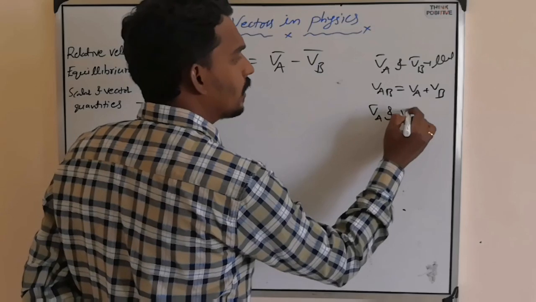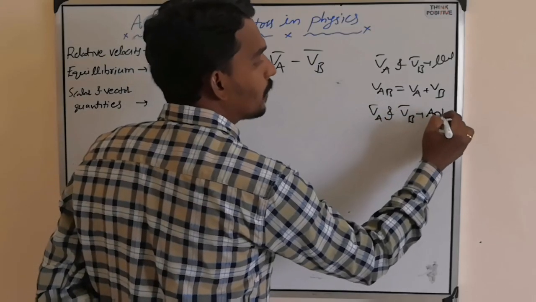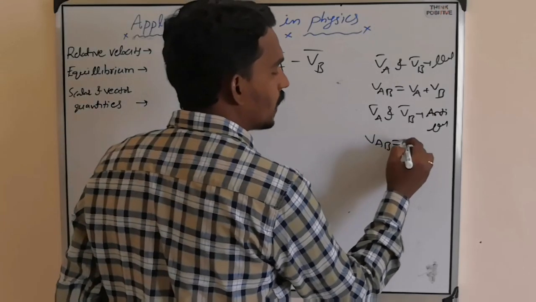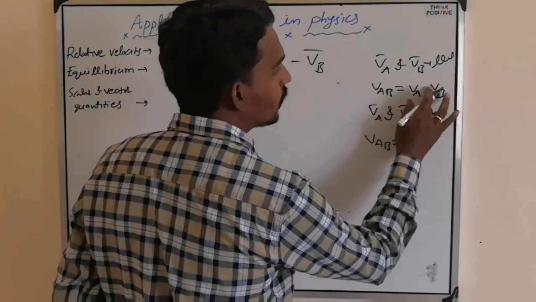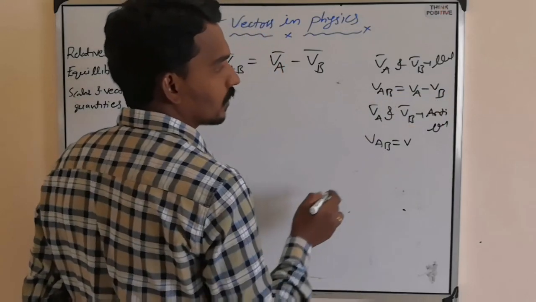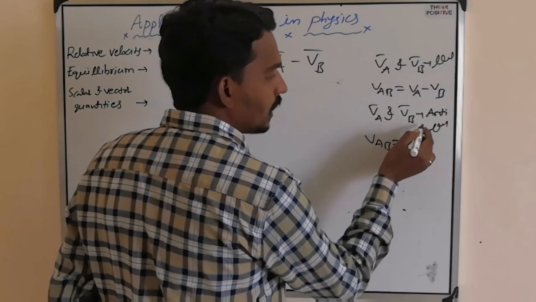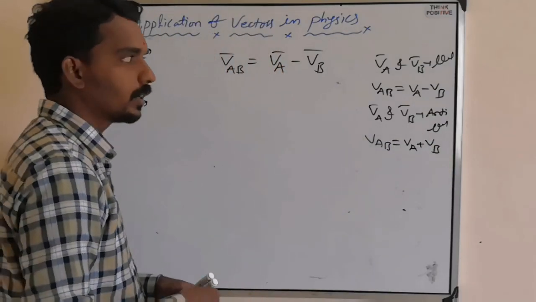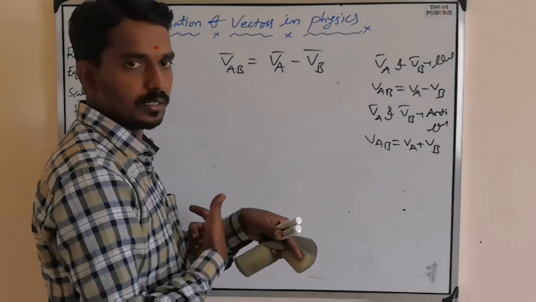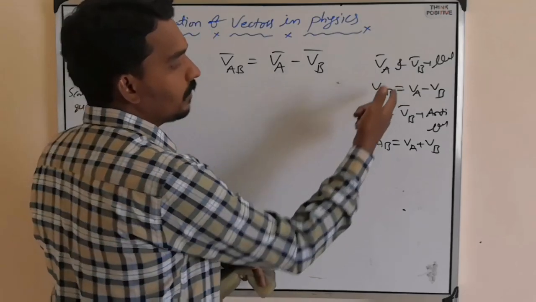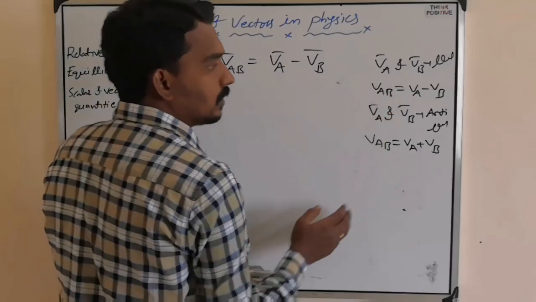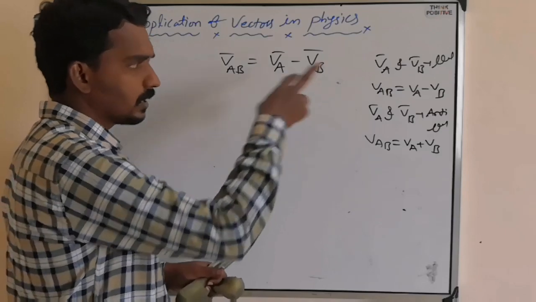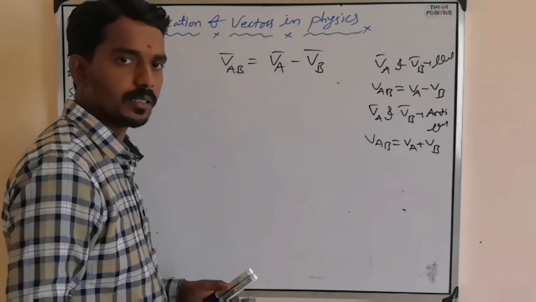And VA bar and VB bar are anti-parallel, opposite. Then the magnitude of VAB, parallel means VA minus VB or VB minus VA. When they are anti-parallel, then VA plus VB. When two vectors are opposite, coming opposite each other, then VA plus VB. Then if they are parallel to each other, then VA minus VB. We have studied this in motion in one dimension.